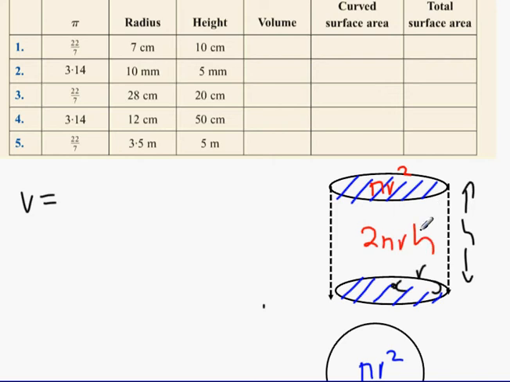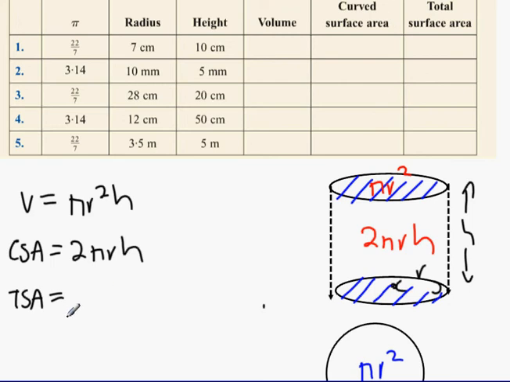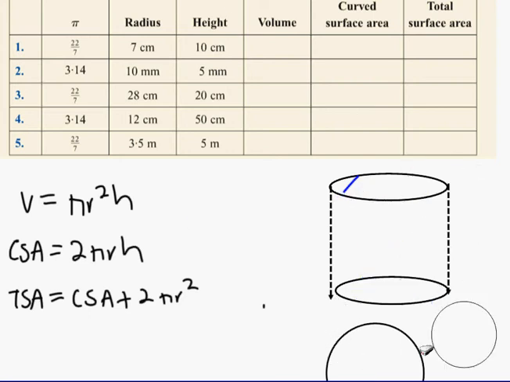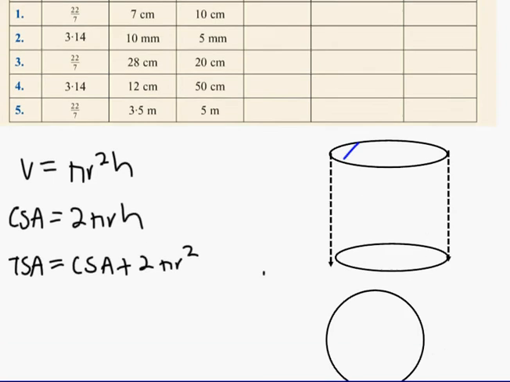Okay. Now, what happens next, guys, is we have 3 formulas, right? We have the volume equals pi r squared h. We have the curved surface area equals 2 pi r h. And the total surface area is equal to the curved surface area plus how many circles? 2. So it's 2 pi r squared. Now, let's begin with each question. I'll do number 4 and number 5, okay?